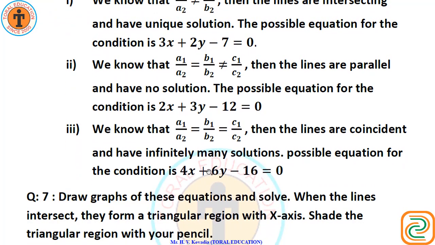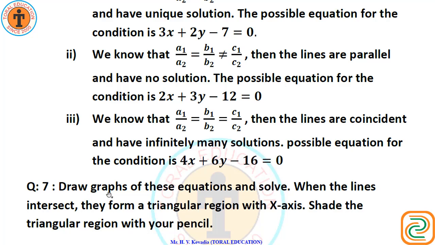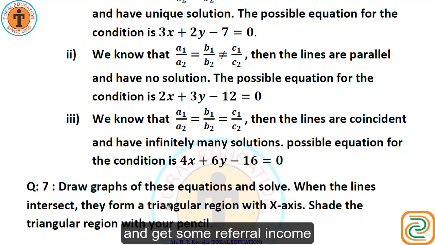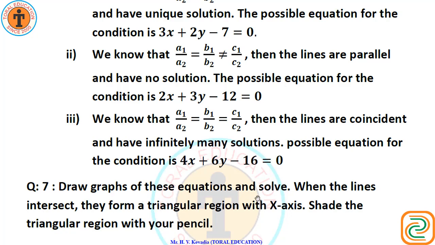Now question number 7. Draw graphs of this equation and solve. Here draw the graph of equation x minus y plus 1 equals 0 and 3x plus 2y minus 12 equals 0. Determine the coordinates of vertices of the triangle formed by these lines and the x-axis and shade the triangular region. You have to shade the triangular region when you draw the graph, right?